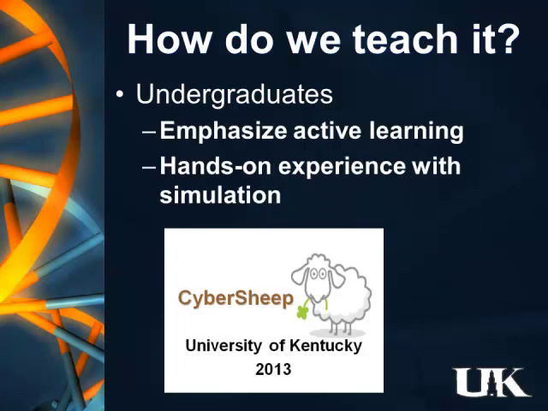I try to emphasize active learning, and one of the things I do, and I think this is one of the neatest things I do in this course, is a hands-on experience with a simulation program. This is done with Ron Lewis at Virginia Tech, using his CyberSheep program. The kids think we're using sheep because that's my favorite species. This is just the best that's available for a genetic simulation program.